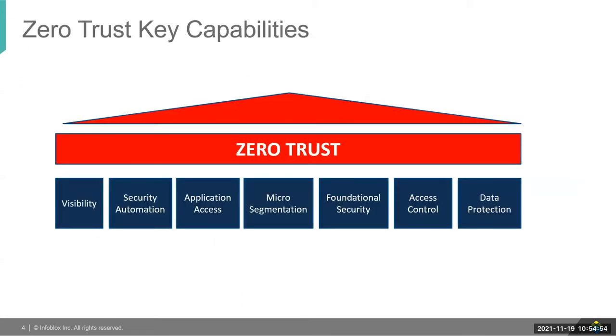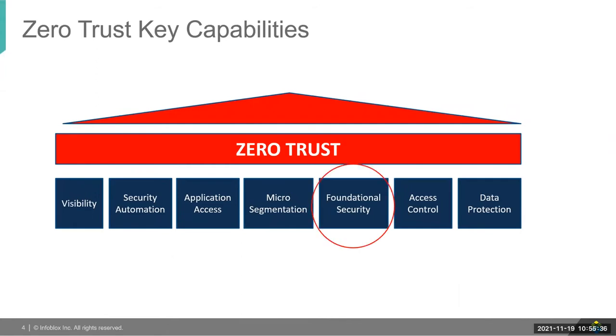I spoke earlier about DNS playing an important role in the zero trust framework. So I believe many of us know what zero trust is about, right? Basically, it's the concept of earning trust anytime and every time a resource accesses an IT system. So within a zero trust framework, you have several capabilities. You look at things like visibility, security automation, application access, micro-segmentation, foundational security, access control, and data protection.